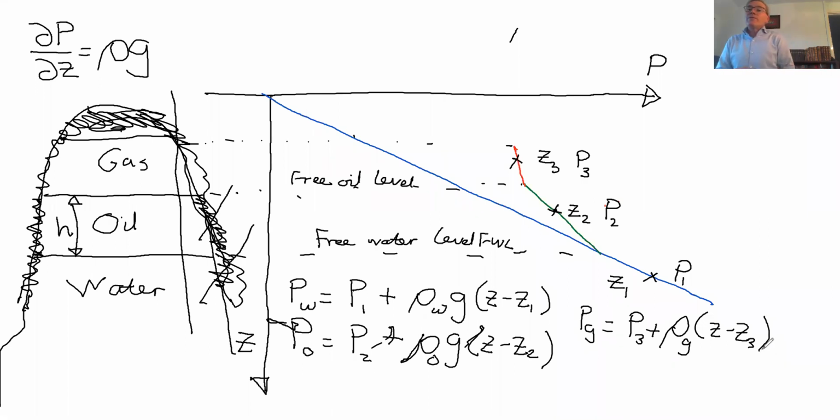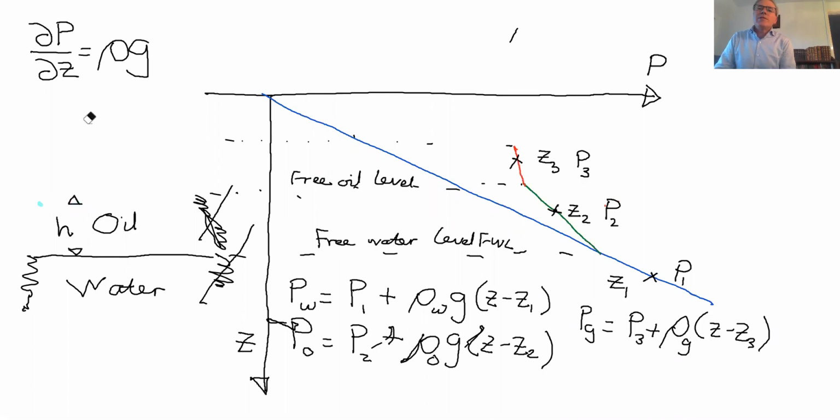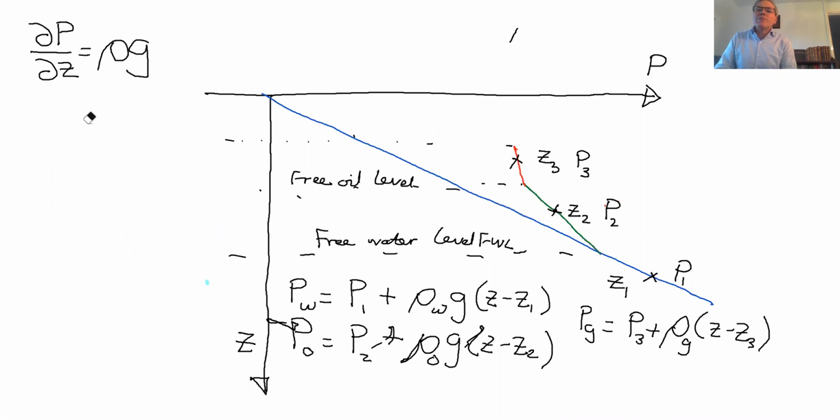And now what we want to do is find the locations of these free water levels. And we know that those locations, by definition, are where the two pressures are the same. So the free water level is where the water and the oil pressures are the same. The free oil level is where the gas and the oil pressures are the same. And then the difference between those is going to give me the height of the oil column. And because I want to keep the equations here and we don't have a huge amount of space, I'm going to erase my little cartoon of the oil reservoir, but hopefully you can understand where that comes from.